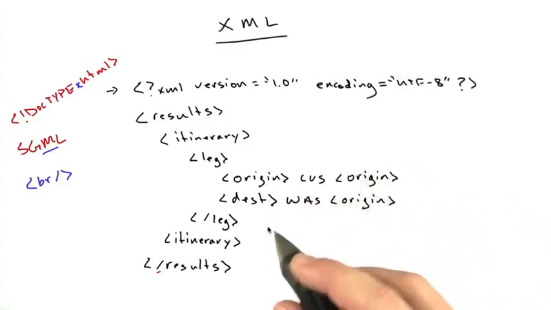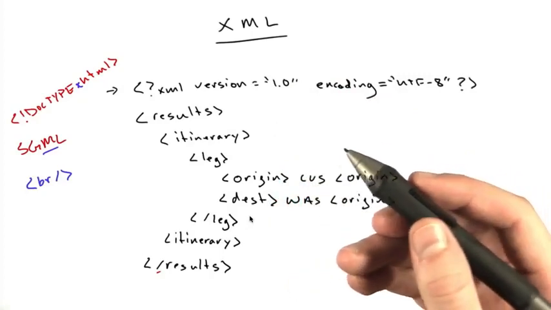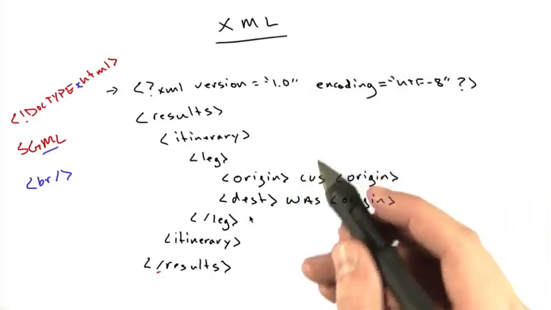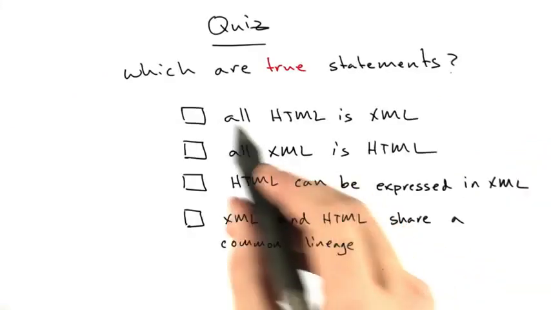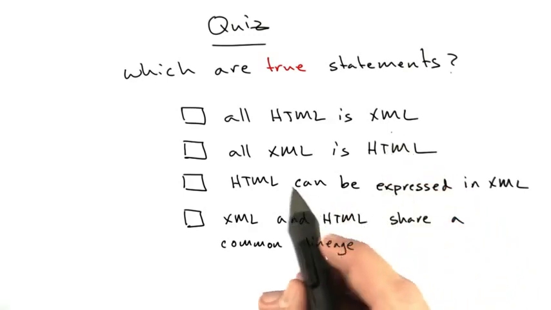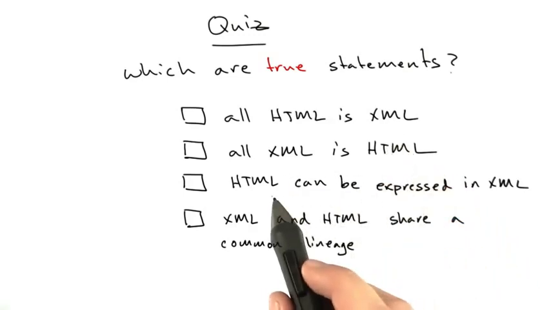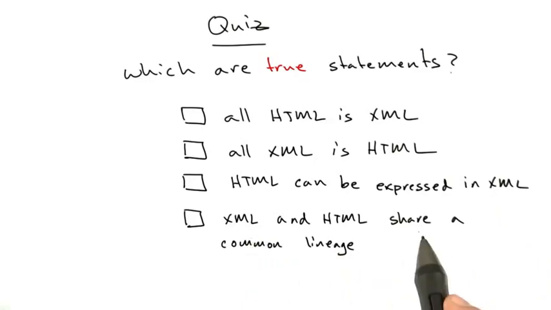Now, I'm not going to spend a whole lot more time on the structure of XML because we spent so much time on HTML already. Just keep in mind that it's similar to HTML, but a little bit more consistent. Okay, quick quiz. Which of these are true statements? All HTML is XML, all XML is HTML, HTML can be expressed in XML, or XML and HTML share a common lineage. Check all that are correct.